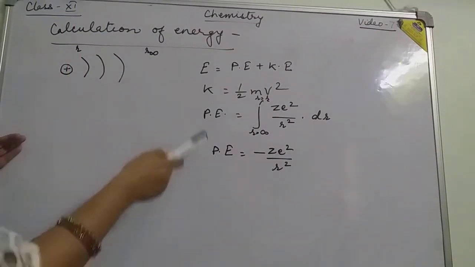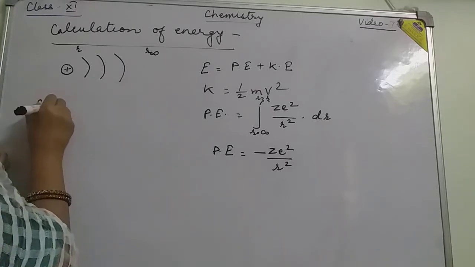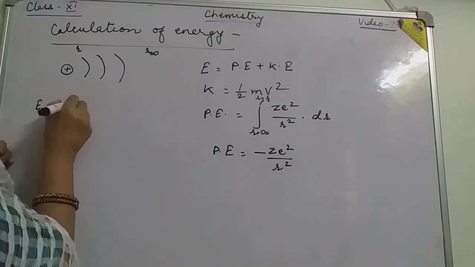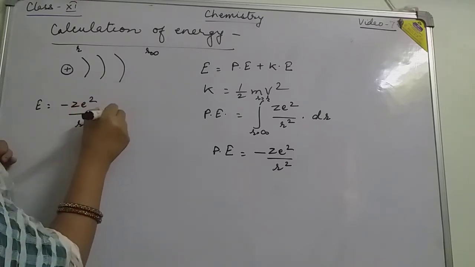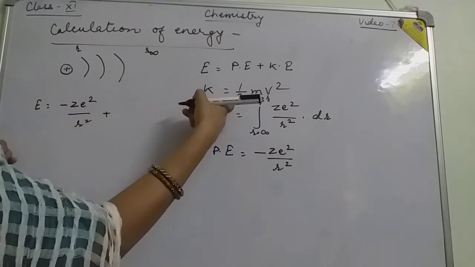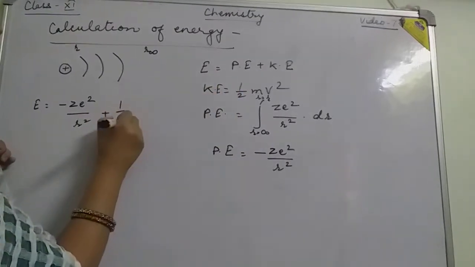So the total energy now is E equal to PE plus KE, where PE is minus Ze square by R, and kinetic energy is equal to half mv square.